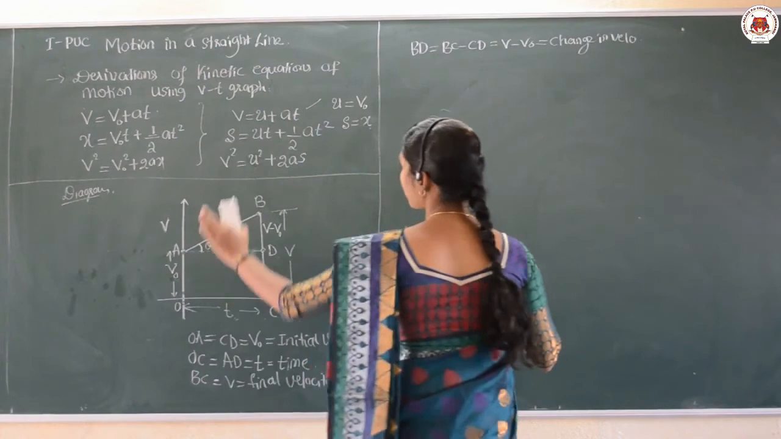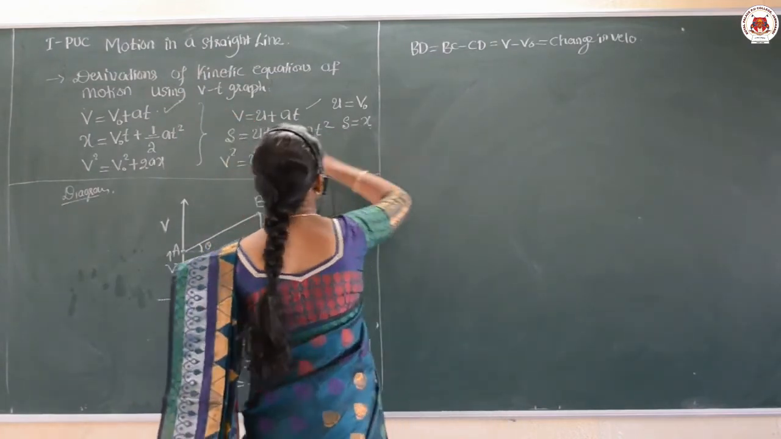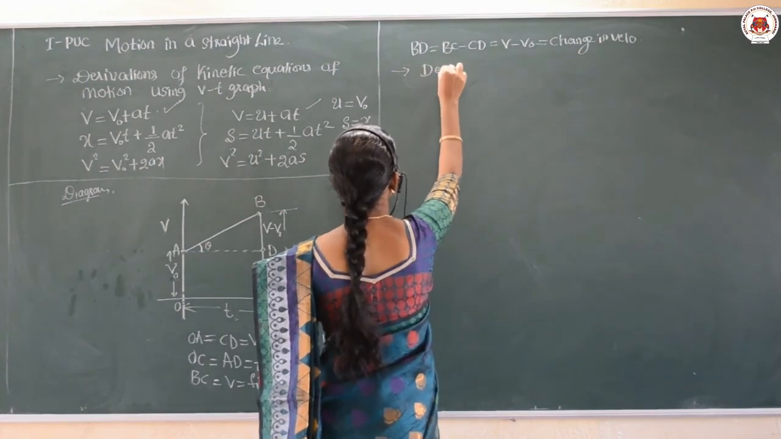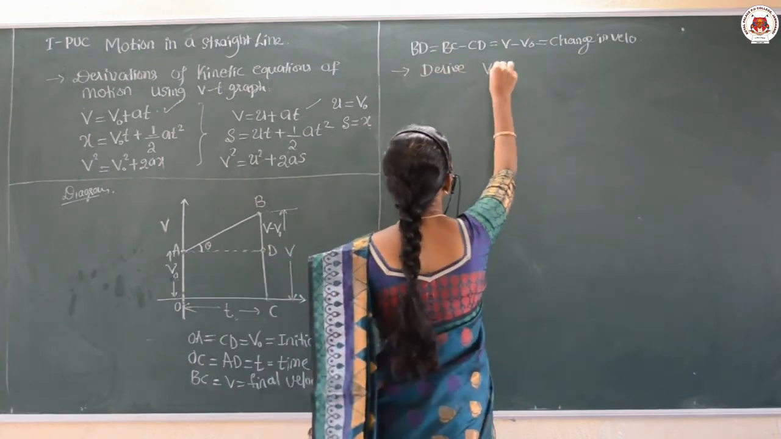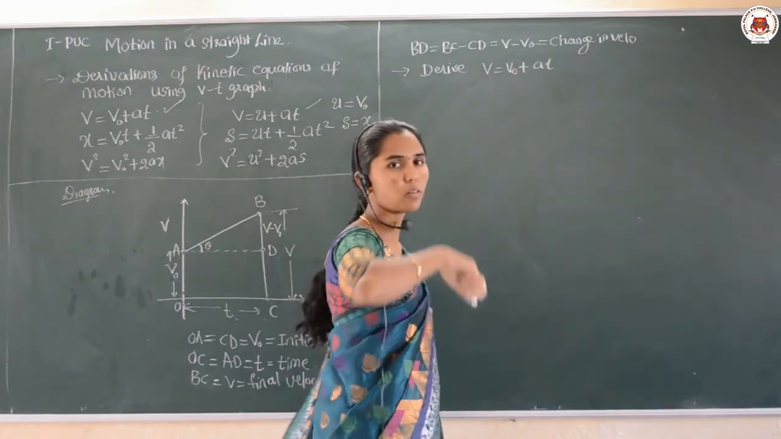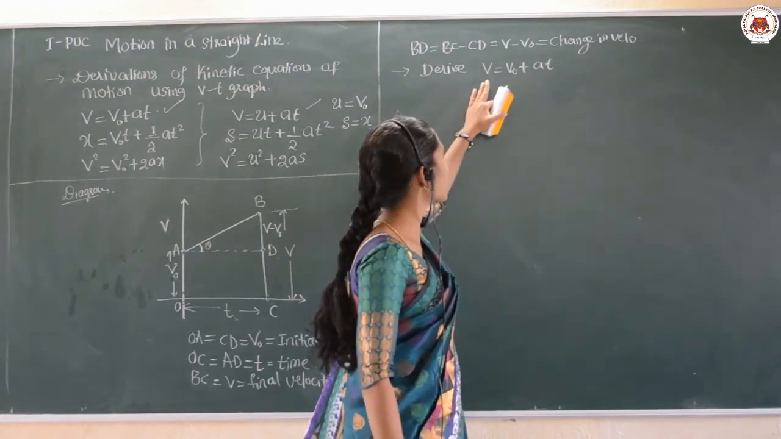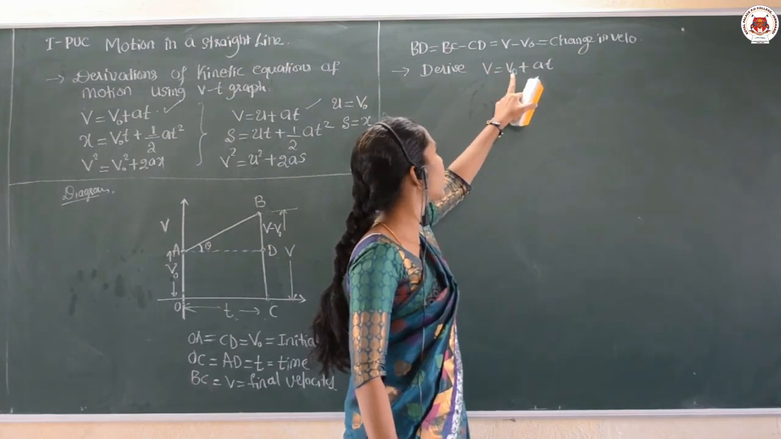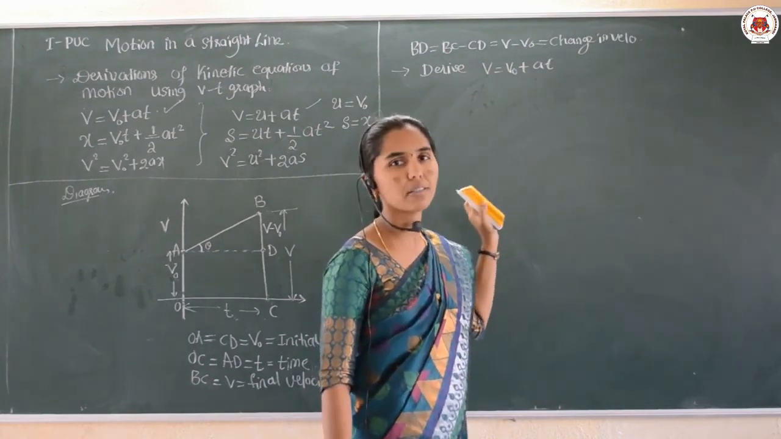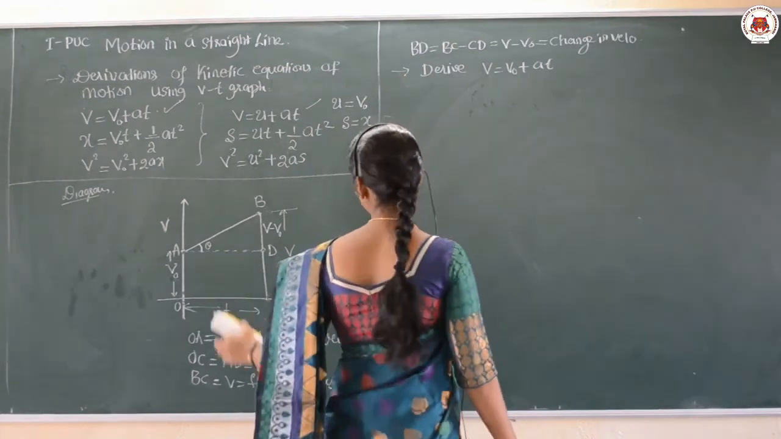Then first we need to derive which equation? We derive V is equal to V naught plus AT. This expression I want to bring. What is the relation here? Final velocity, initial velocity, acceleration and the time are interconnected by this relation. Yes. How to get that?